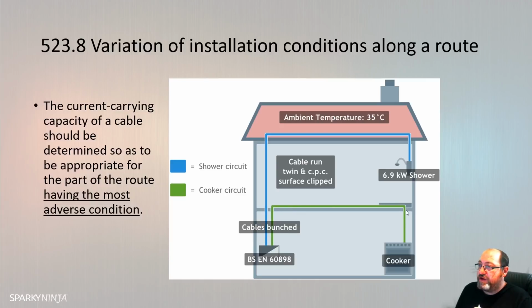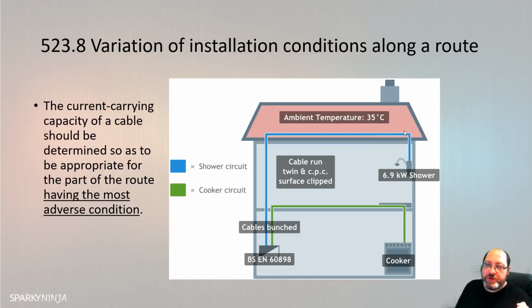This then gets to the cooker, that's fine. But this cable is also going to go through a higher ambient temperature in the loft. So I've got 0.85 as a bunching factor, but I've also got to consider the ambient air temperature. This is a 70-degree thermoplastic. So if I go back to tables 4B1, that tells me the 70-degree thermoplastic requires a factor for 35 degrees of 0.94.